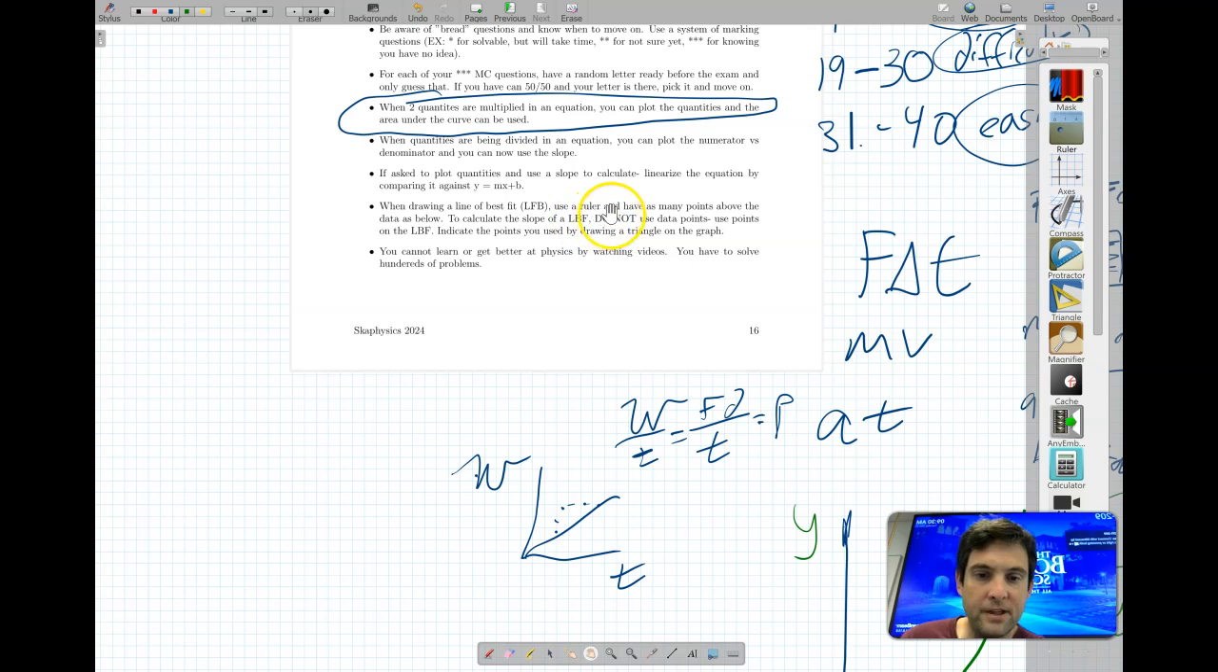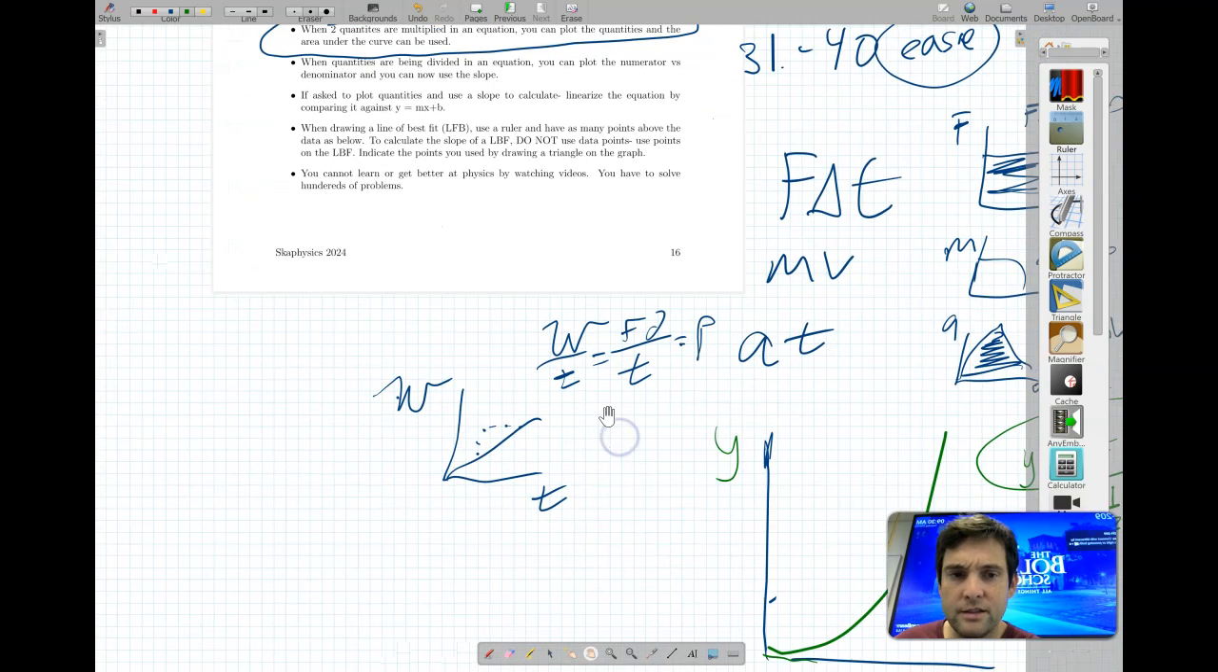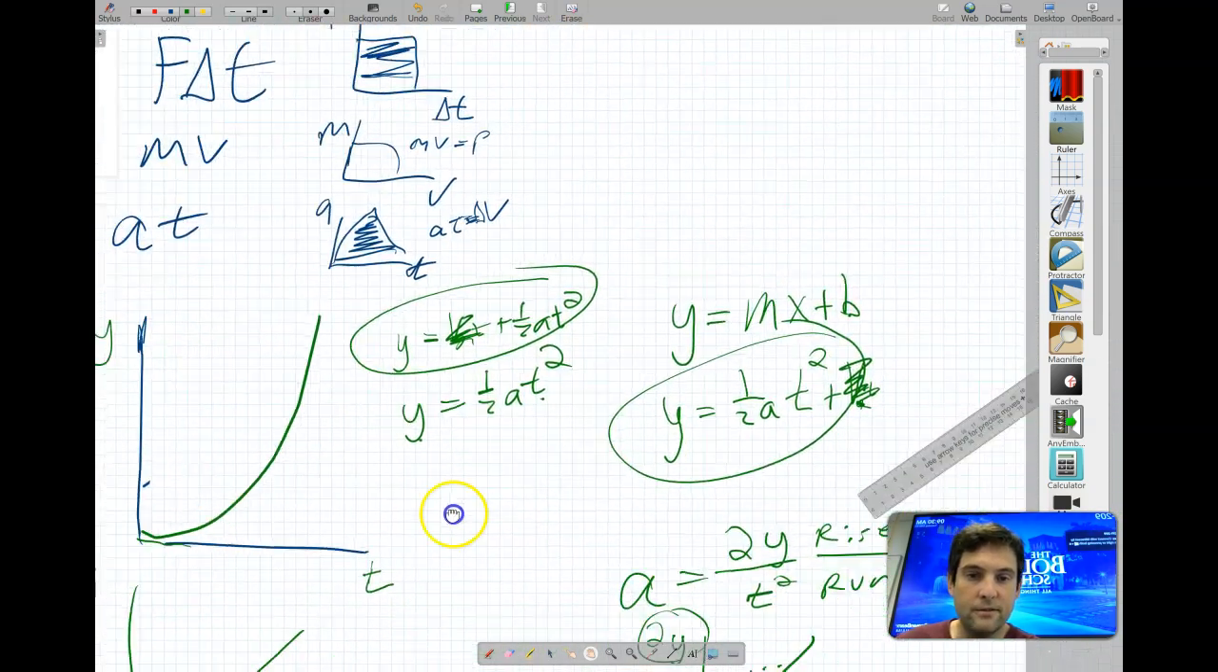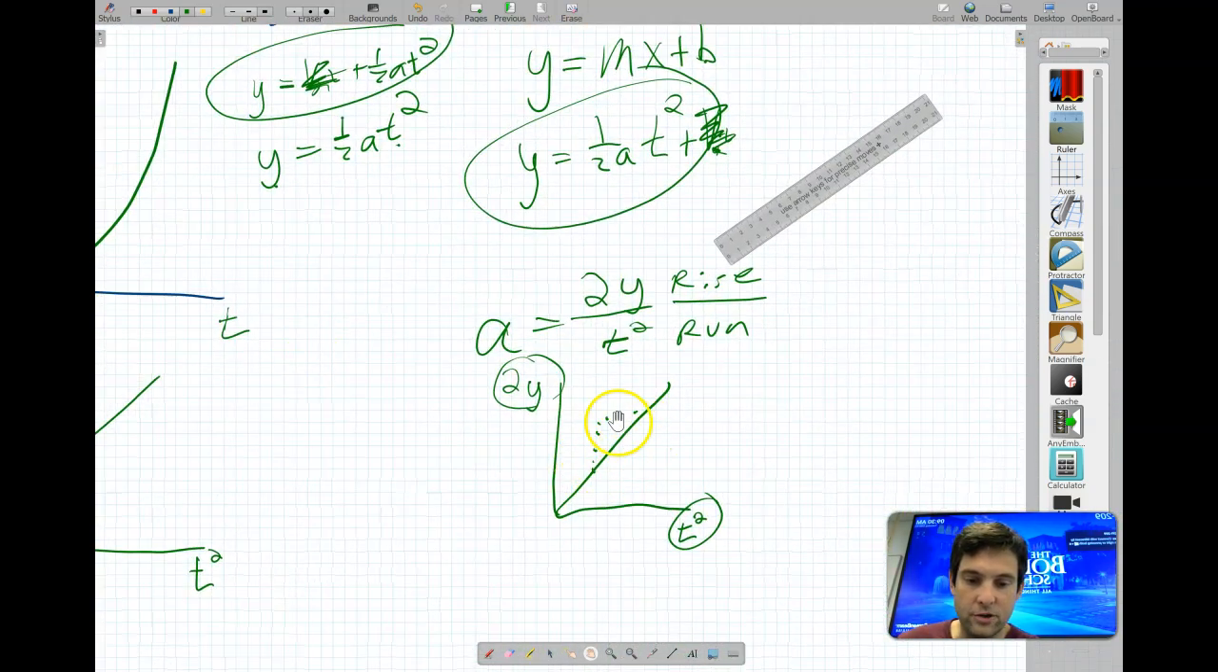When drawing a line of best fit, use a ruler. Have as many points above the data as below. To calculate the slope of the line of best fit, do not use data points. Use points on the line of best fit. Indicate the points you use by drawing a triangle on the graph. That little triangle right there.